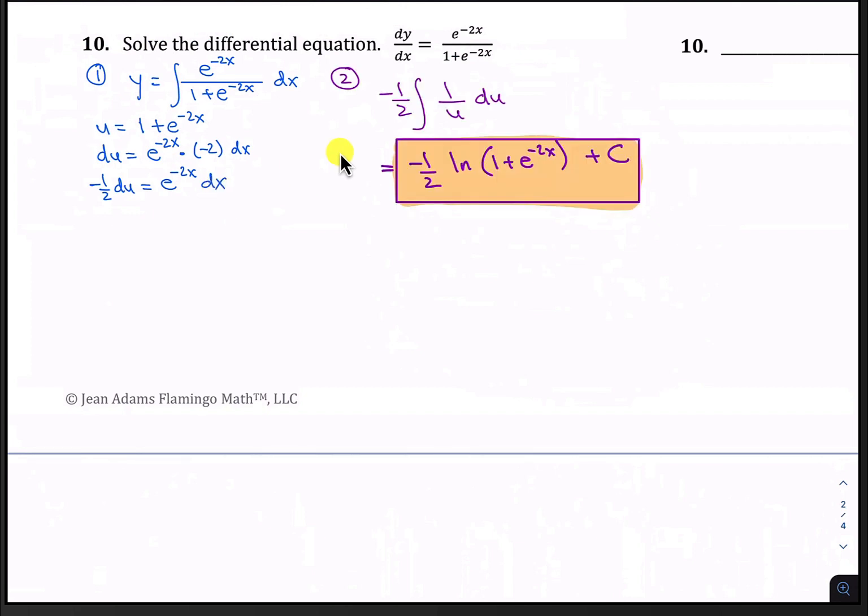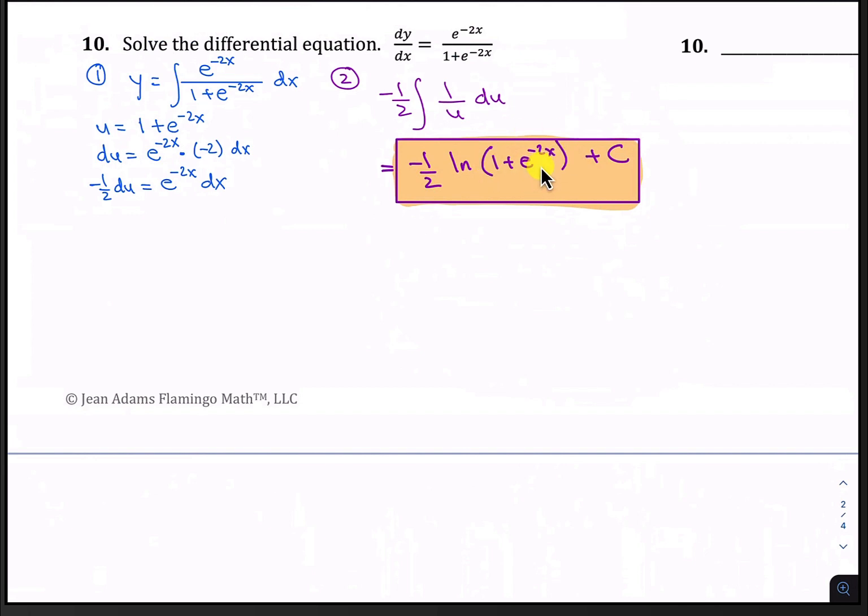Okay, in the next section, we're just rewriting. We pull the negative 1/2 out in front, times the integral of 1 over u du, and that's going to give us the negative 1/2 times the natural log of u plus c. And of course, u has been replaced with 1 plus e to the negative 2x. And this would be an acceptable final answer.